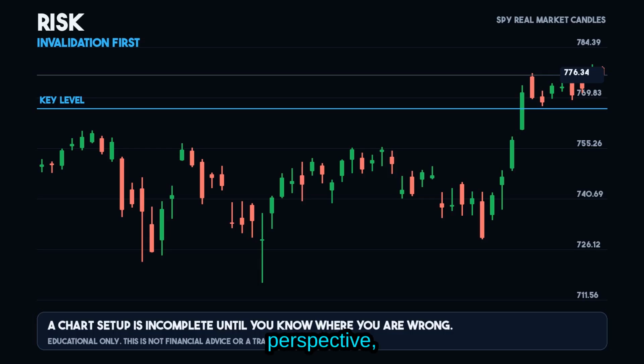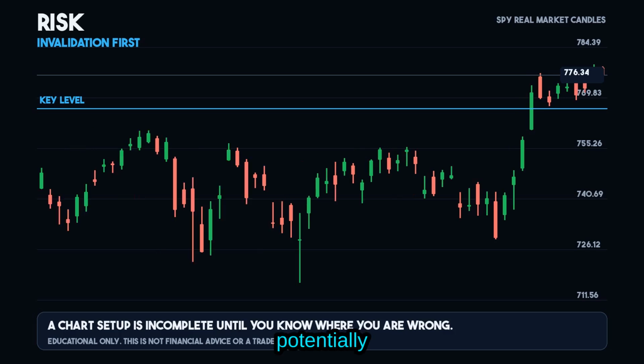To put it into perspective, if you risk 2 of your capital, you could potentially lose 100 with a 50 price drop. But if you risk 50 of your capital, you'll lose 2,500.